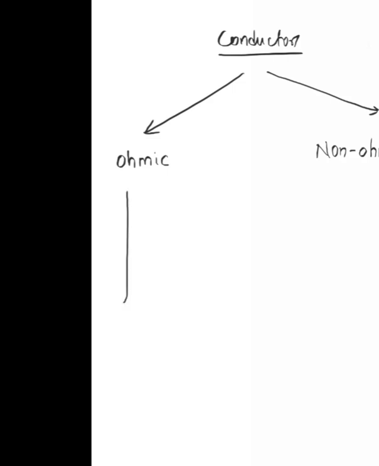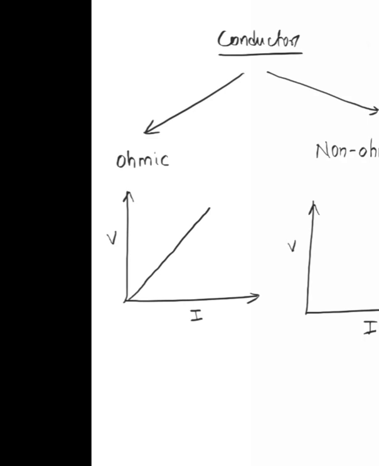For example, out here, if you plot a graph of V versus I, your line will go straight, like that. But if you plot a graph of V versus I here, your graph will go like that, curved. So in simple terms, if there's a straight line, it will be an ohmic conductor. If it's a curve, it's a non-ohmic conductor. Got it?